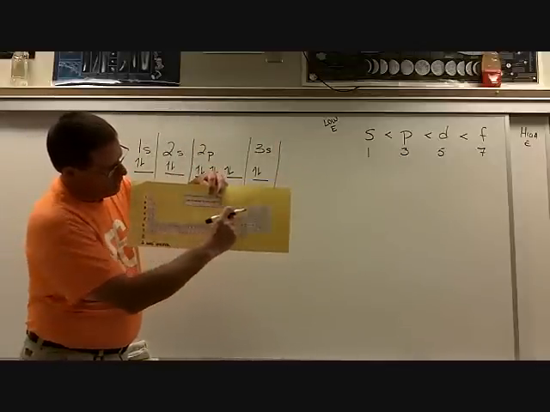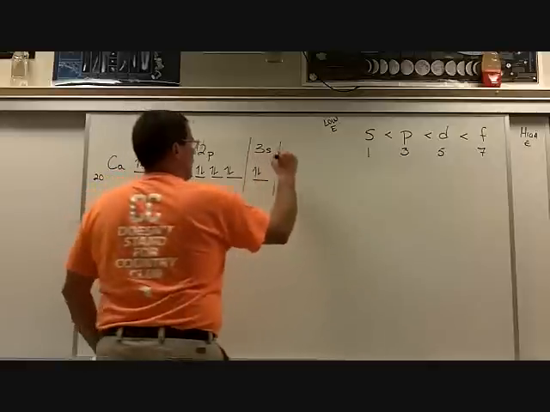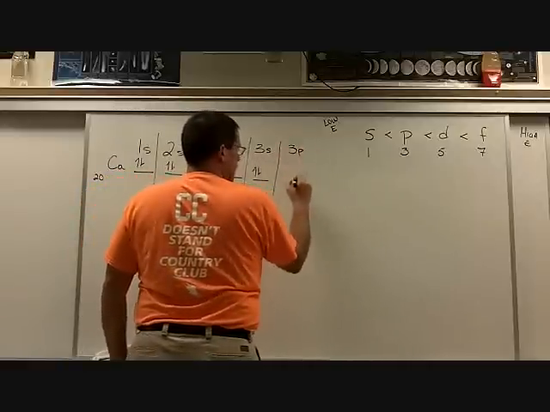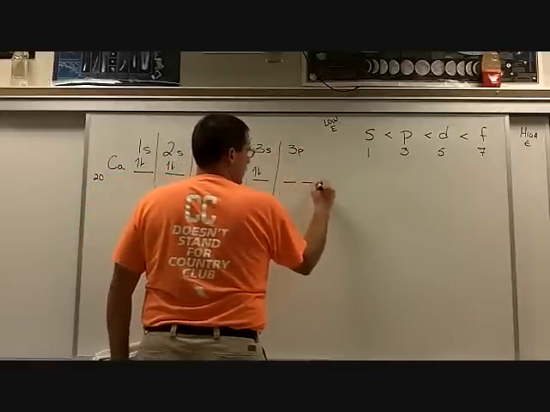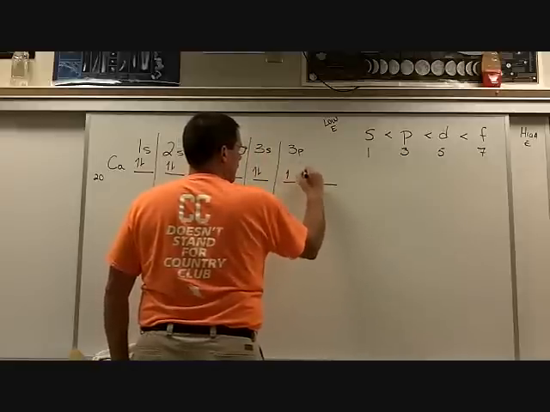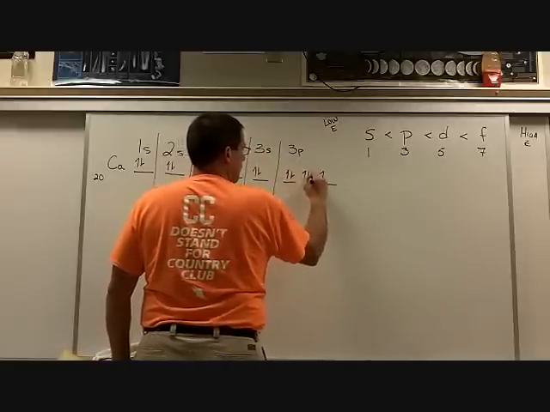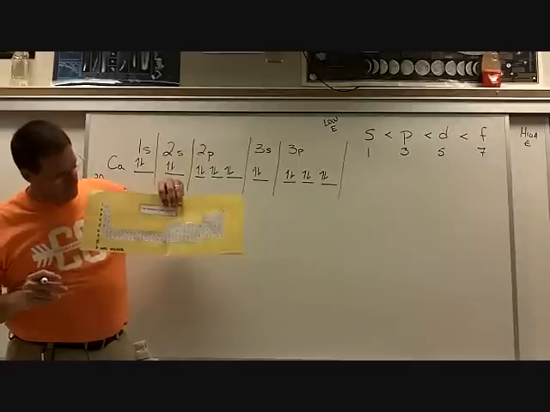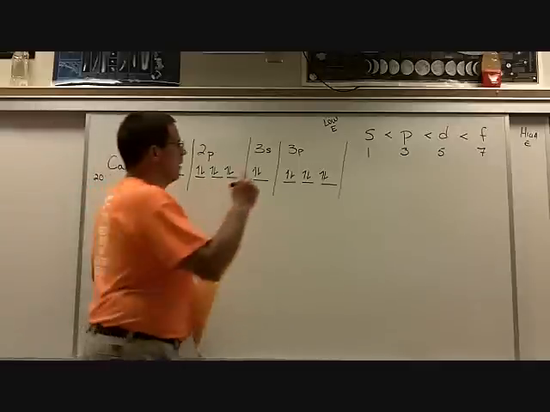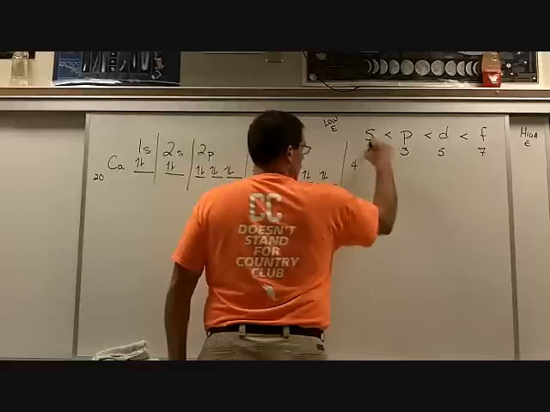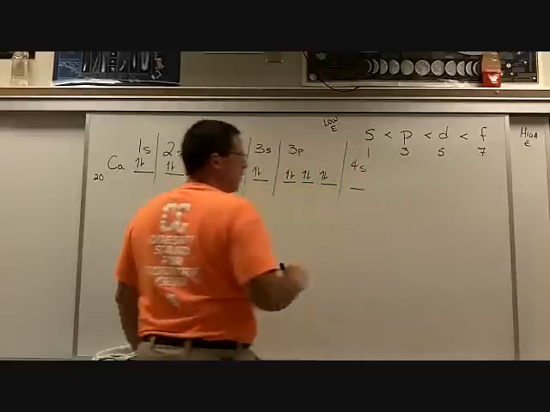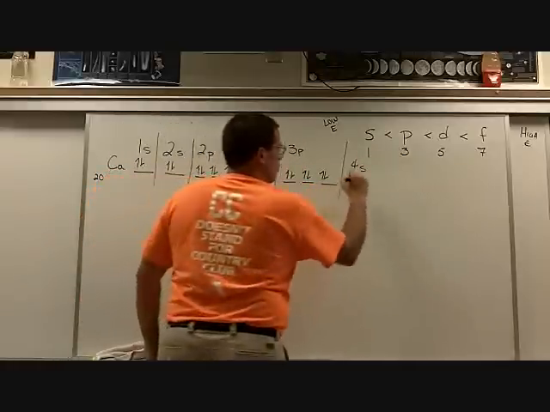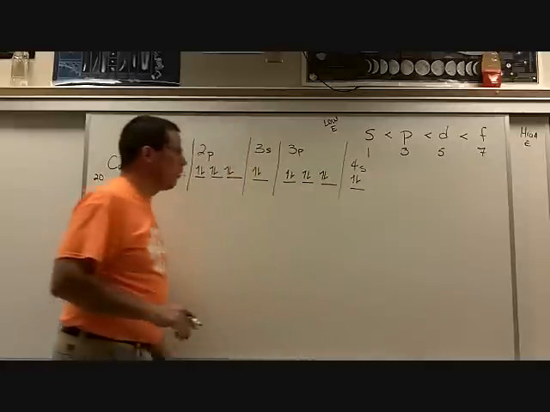Where do we go? 3p. Now you guys are getting it. How many dashes? 3. So we'll drop 1 electron in each. Then we'll double up. Okay. Then where do we go? The 4th row. And start with an S. And how many electrons? 2. Because calcium's the second one in.